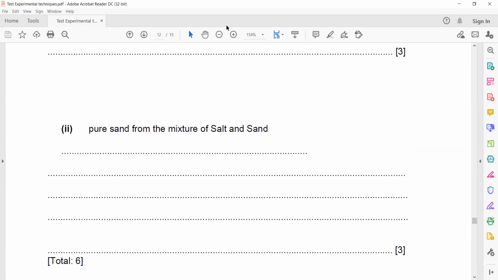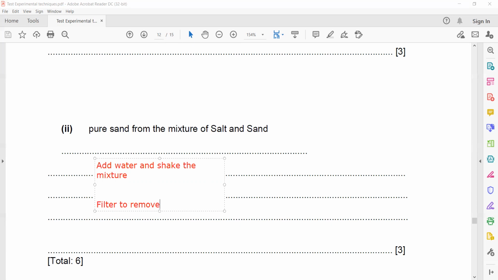The best complete answer is this, because we have a mixture of salt and sand. So first what we should do, we should add water and shake the mixture. Then we will use filtration, or you will write filter, to remove sand, and then evaporate the filtrate to obtain salt, or you can mention crystallization as well.